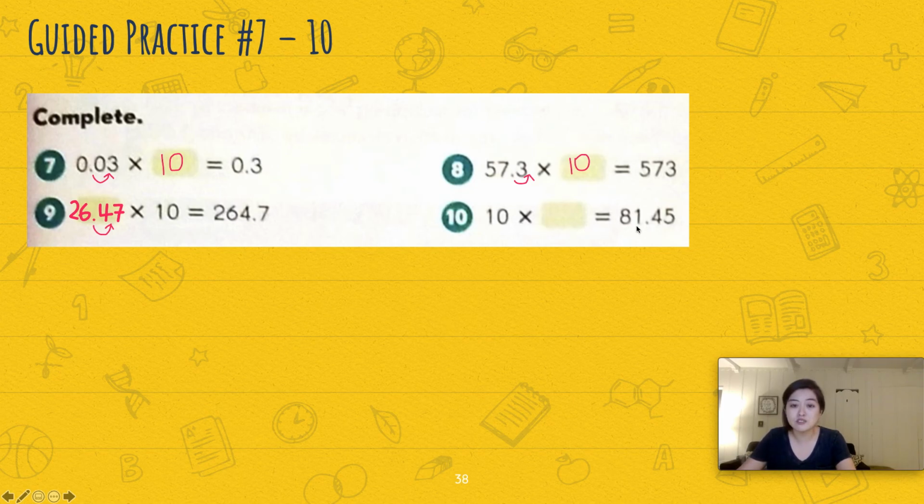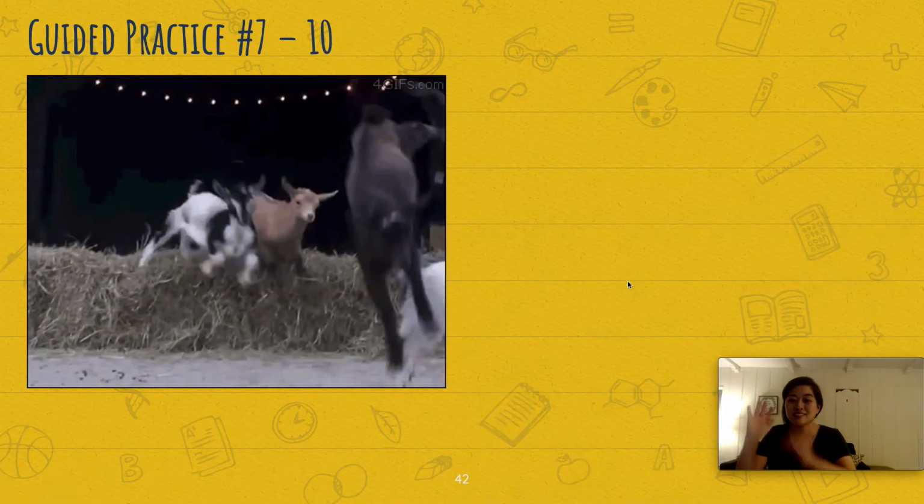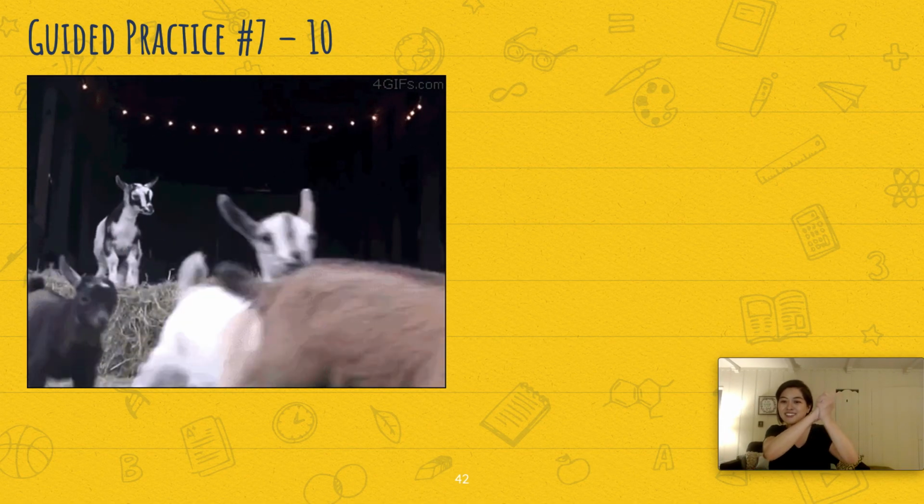Let's look at number 10. 10 times what gives you 81.45? So I'm going to look at my answer, and I'm going to put my decimal point back one spot because I'm going to multiply by 10 to get this answer here. So that'll be 8.145, but is 10 times 8.145 equal to 81.45? Well, let's check. If I multiply 10 times 8.145, I'm moving the decimal place over to the right just once, and it'll be between 1 and 4. Oh, it works! Yay! Radical!